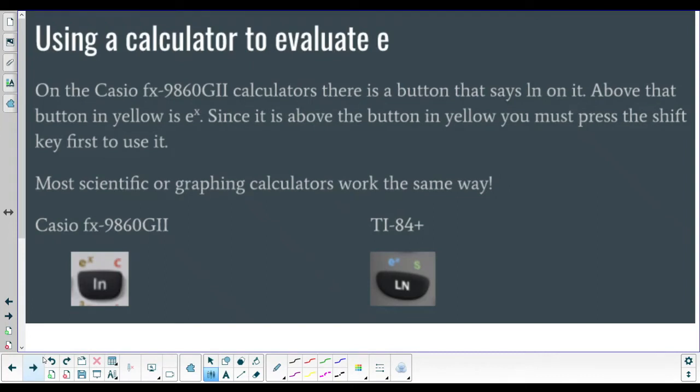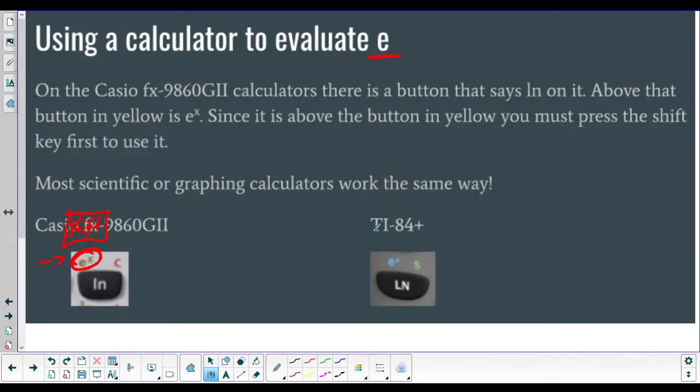Let's talk about evaluating e. On your calculator, if you have the Casio one, these are the ones that we have at school, what you're looking for to evaluate e is this e to the x thing. Because it's a little thing raised up, it's not on the button itself. It's a little piece of yellow written above the button. There's a button that is this color. On the Casio, it's yellow, and it says shift.